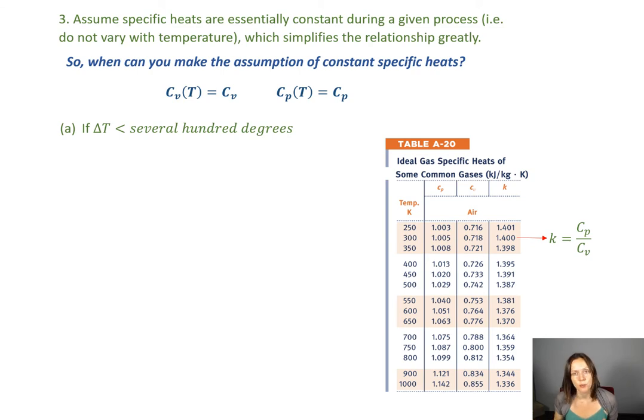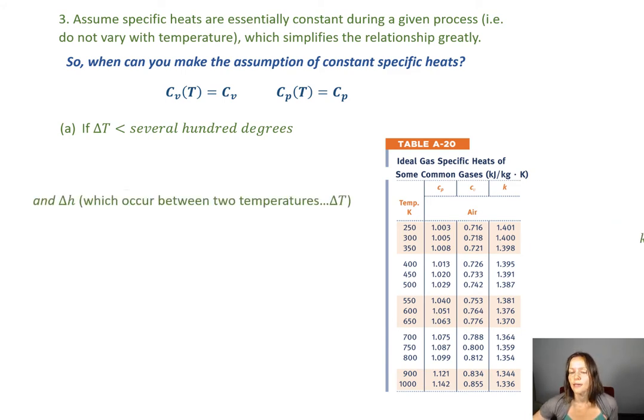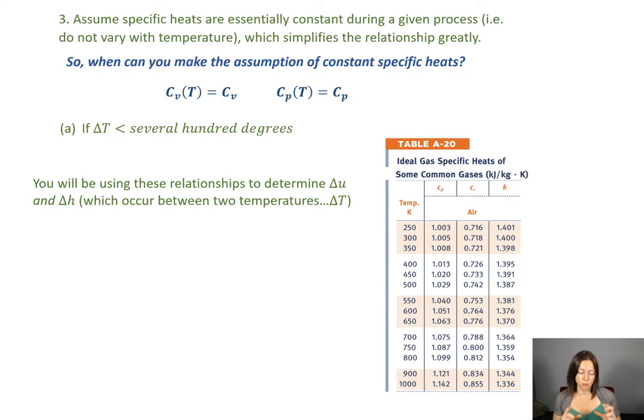And then that last column, K, is just the ratio of those two, CP and CV. And that's just because we have a lot of relationships that deal with the ratio of those two. So we give it a special variable name. All right. So we're going to be using those relationships, delta U equals CV delta T, delta H equals CP delta T, for processes that occur between two states and two different temperatures.